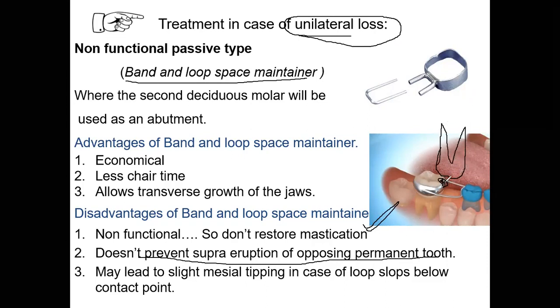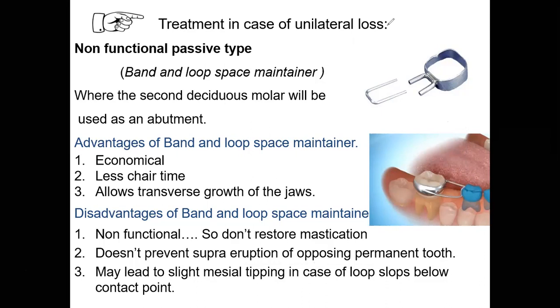Okay, so they cannot prevent supra-eruption of the tooth in the opposing arch, and may lead to slight mesial tipping if the loop slopes. Here, if the loop slopes, it may lead to mesial tipping of this tooth. Okay, so these are the disadvantages of a band and loop space maintainer, which is given in a unilateral loss of a first deciduous molar.